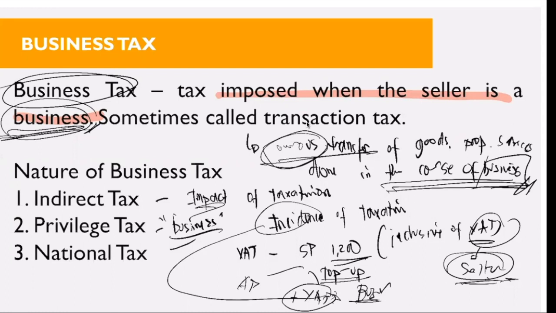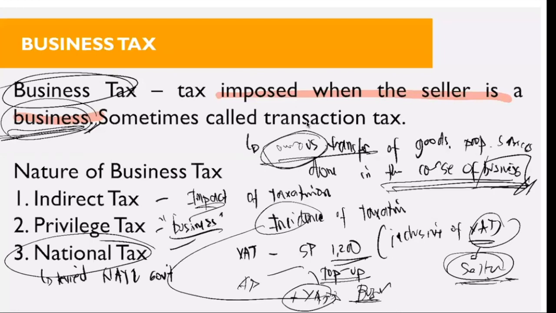So privilege tax. Next, it is a national tax. So why is business tax considered a national tax? It is considered a national tax because, guys, a business tax is levied by your national government. Okay? So since it is levied by the national government, it is considered a national tax. If it is levied by the local government units, it is called a local tax. But a business tax is levied by the national government.